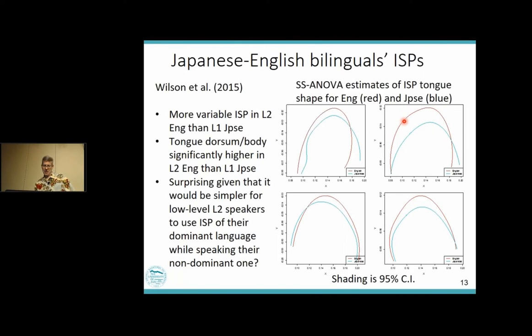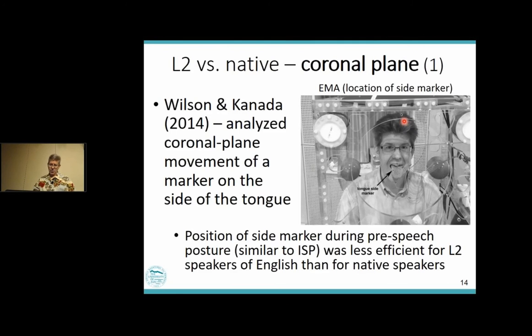But we thought perhaps they're more nervous in their second language, they're tense, their tongue body is raised, their tongue dorsum is raised, I don't know. So this was an experiment that we did with ultrasound and also Vicon MX motion tracking of the lips, jaw, and probe.